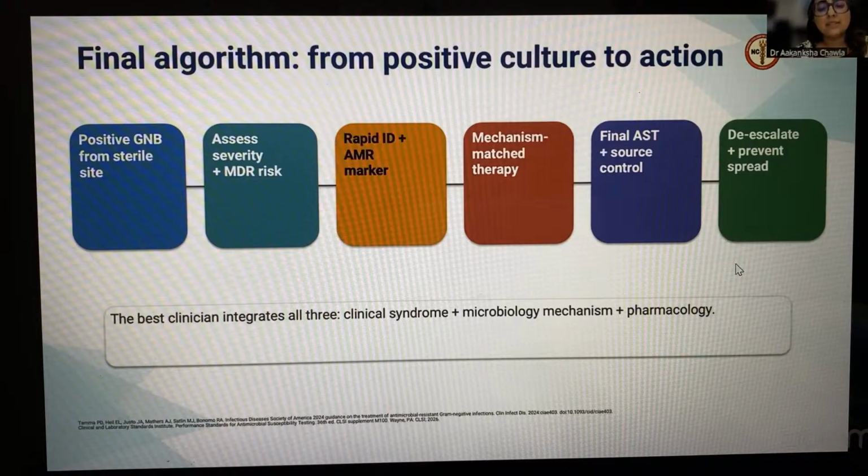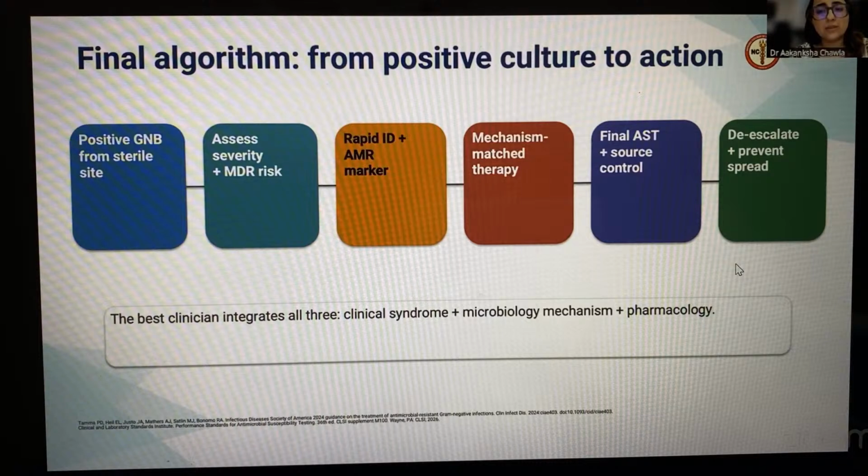Then you have your rapid test for identification, and they give you the antimicrobial resistance markers. You choose the therapy when you match it to the mechanism. Once you get your final AST report, you correlate it with the response and the drug that you chose. And of course, you have to achieve source control to be able to reach here and get the desired outcome.